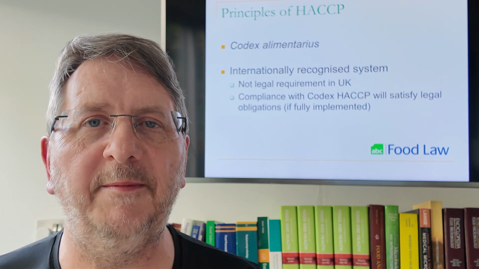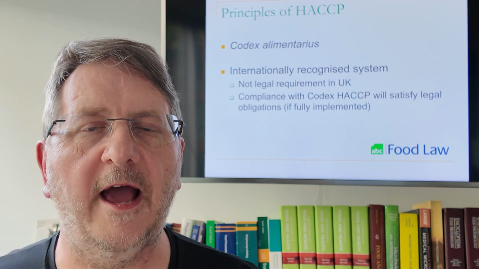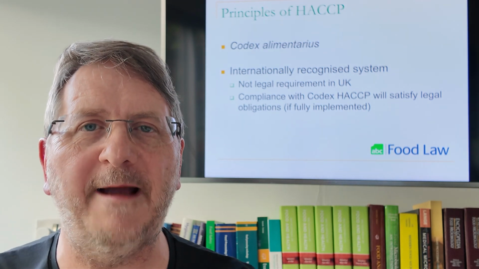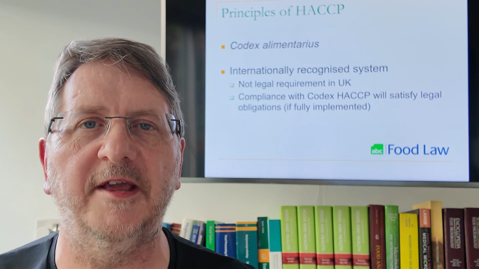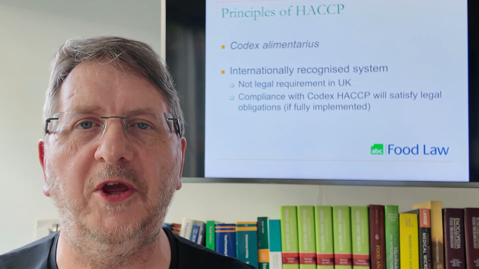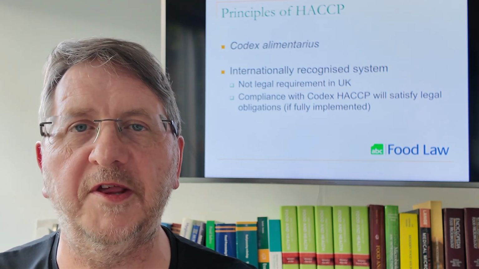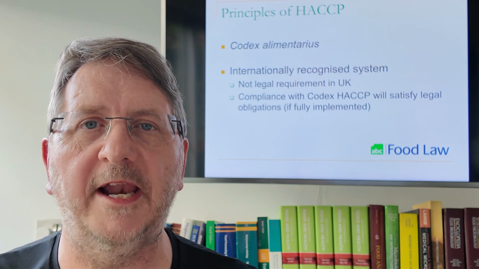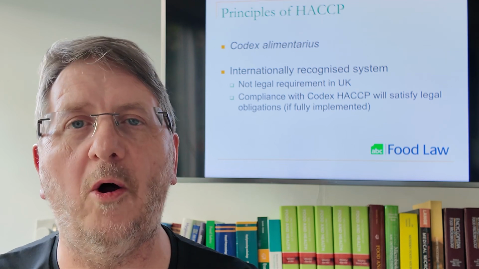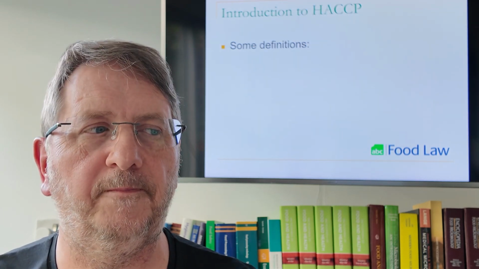So Codex Alimentarius HACCP, sometimes known as full-blown HACCP, is a fully established, internationally recognised risk assessment for food. But that's not the legal requirement in the UK. Businesses are not required to have a Codex Alimentarius HACCP. They're required to have a system based on HACCP principles.